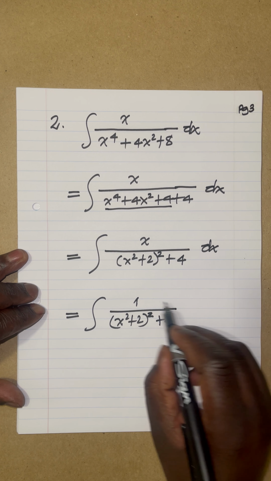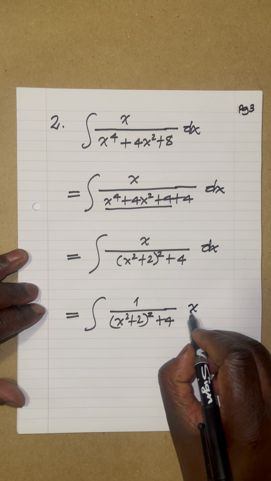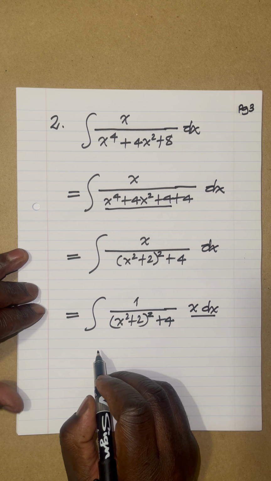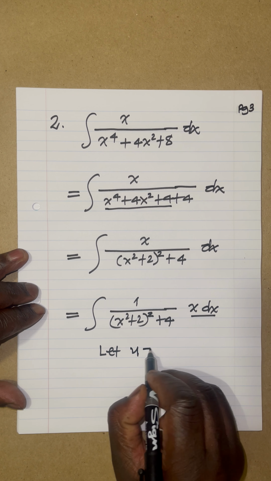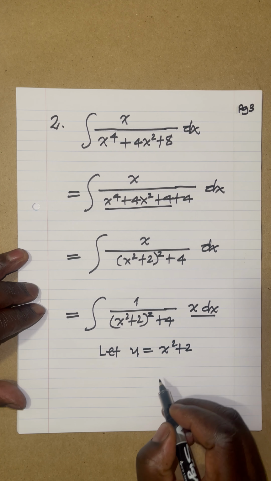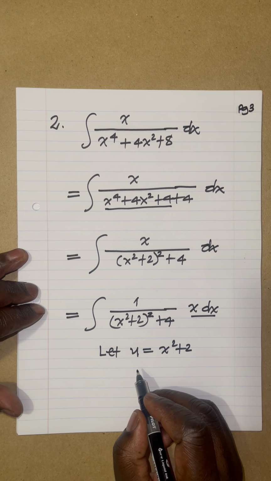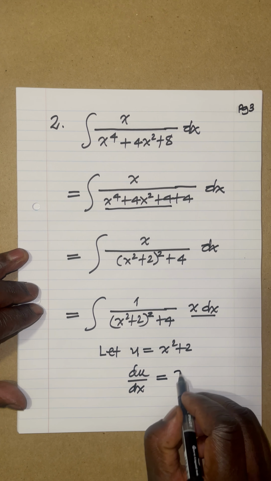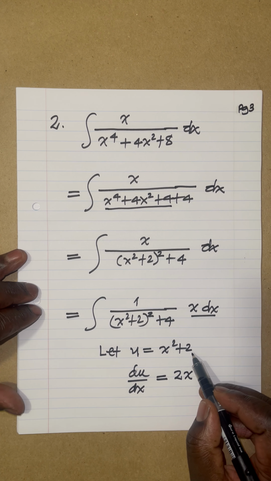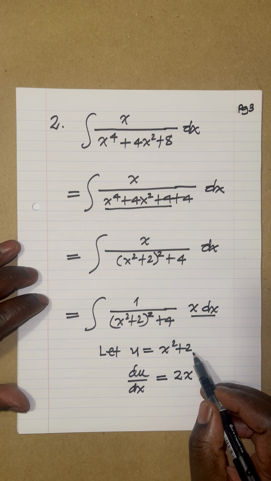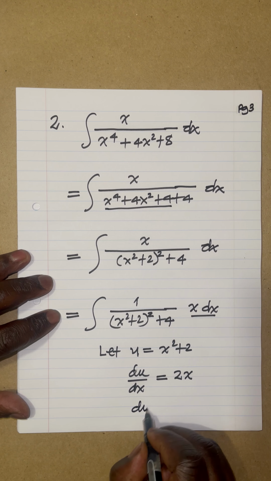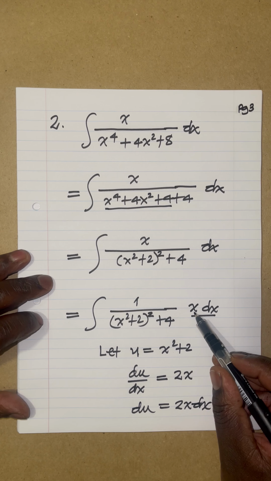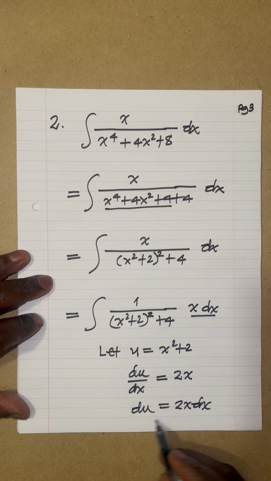And watch this, I'm combining x and dx now, x dx. Why is that important? Well, because now I'm going to say let u be equal to x squared plus 2. Differentiating u with respect to x, du dx, you'll agree with me, is basically 2x, because the derivative of 2 is 0, since 2 is a constant. Now multiplying by dx both sides, you're going to have du equals 2x dx. But here we have x there, so we have to divide both sides by 2.